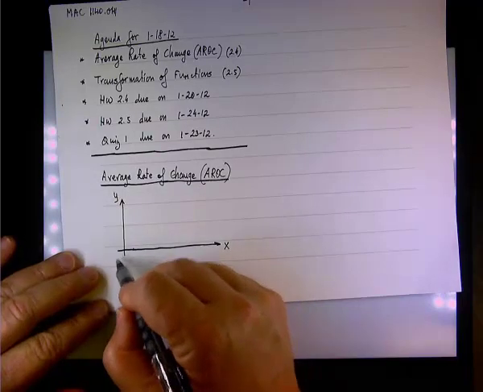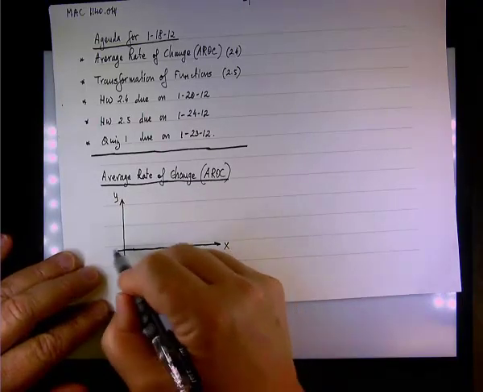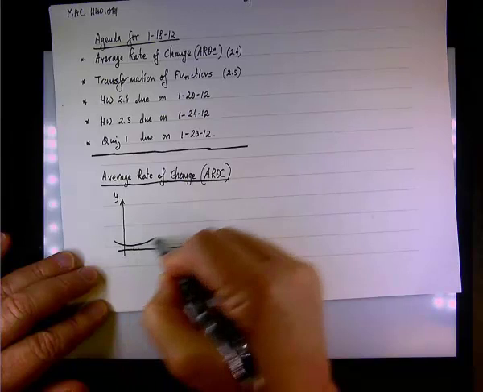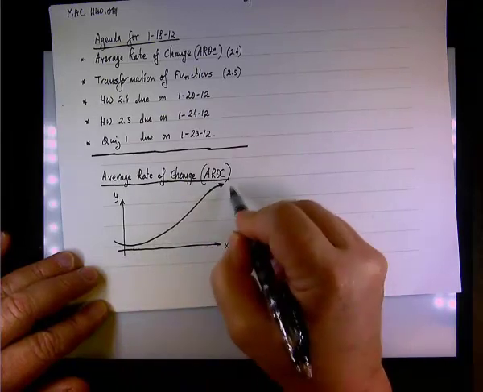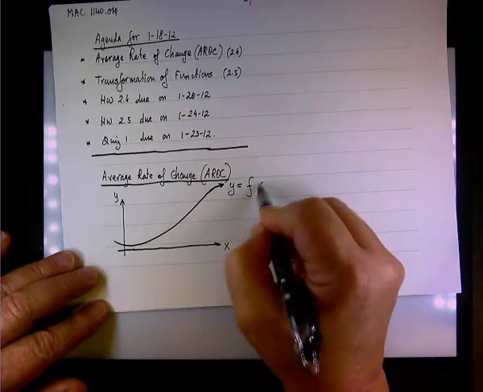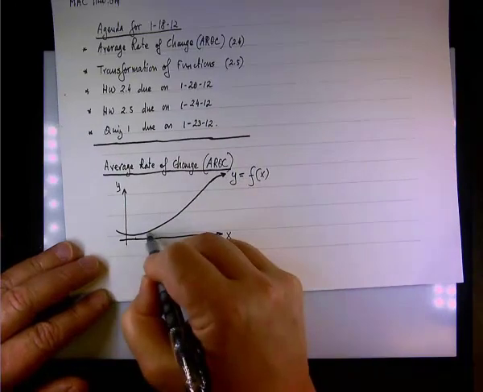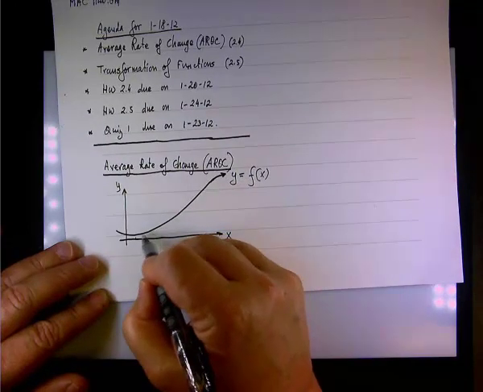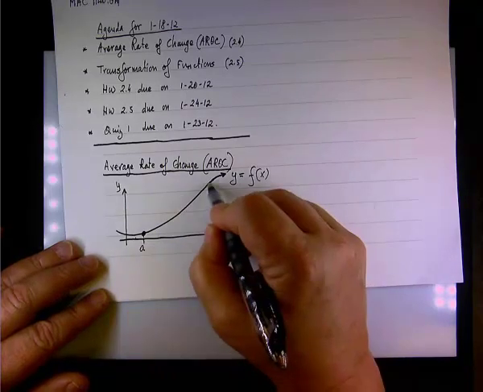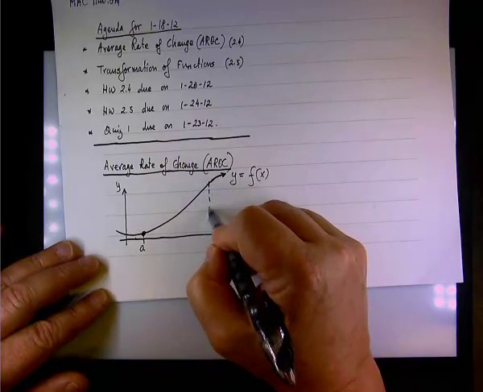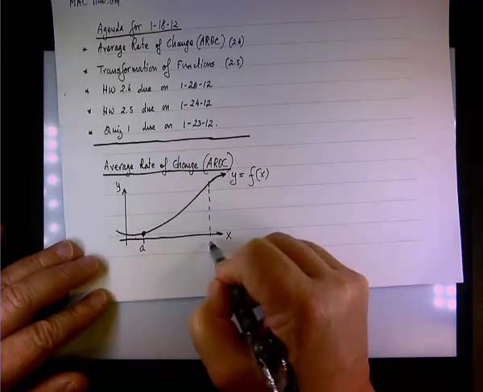for instance, you have a function that behaves in this manner. So this is y equal f of x, and you're interested to know what is the change that took place between x equal a and let's say x equals b right here on this interval.